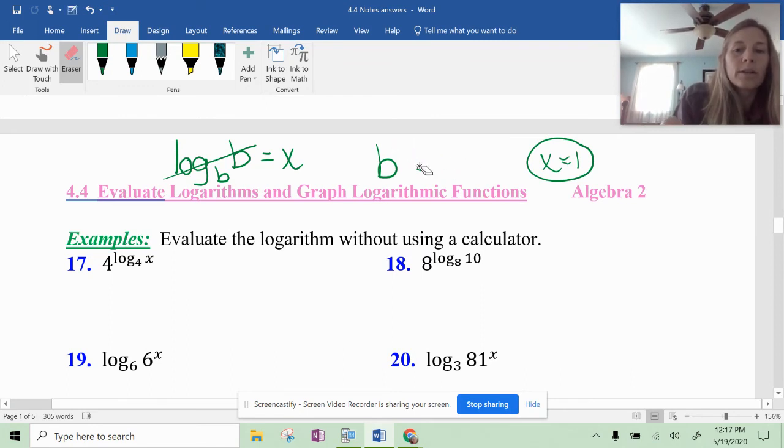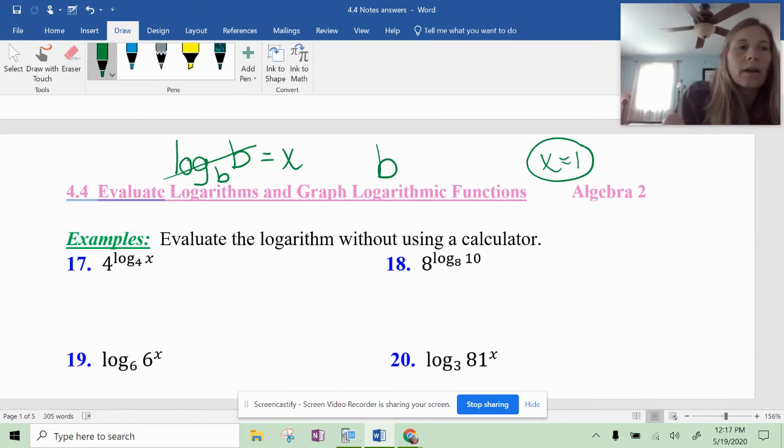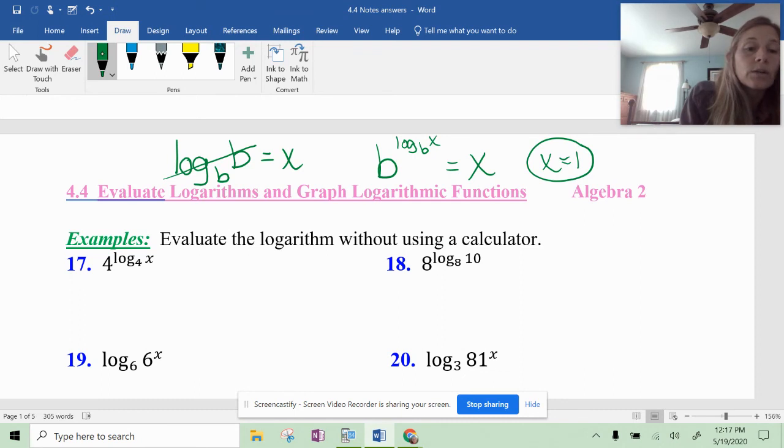The other situation is when you have b raised to log with the same base like that, and then whatever that number is, that's just going to equal that x there. So it says evaluate the logarithm without using a calculator. Do you see how the base of the exponent and the base of the log are the same? They're just going to cancel out and you're just left with x, whatever number that is.